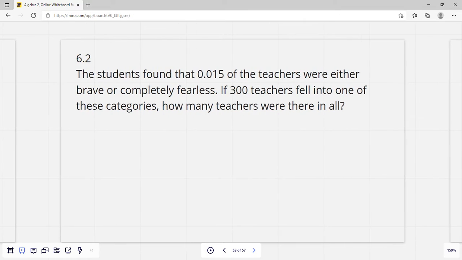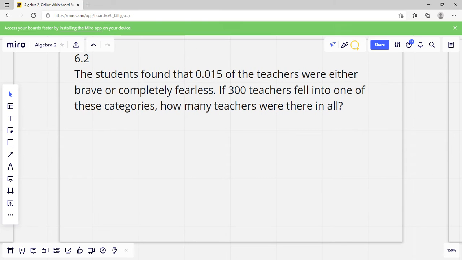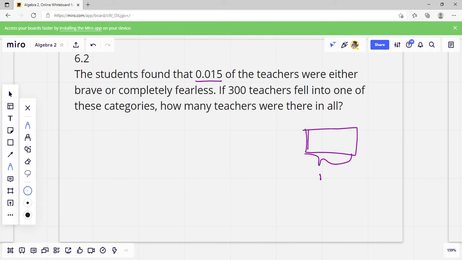Alright, pretty simple concept. Alright, so the next part is about consecutive integer. Nope, this is another decimal one. Never mind. The students found that 0.015 of the teachers were either brave or completely fearless. If 300 teachers fell into one of these categories, how many teachers were there in all? So if I drew a diagram of that, right, this whole thing is teachers, and this little tiny piece is our brave, okay, and that's 300, and it's 0.015.